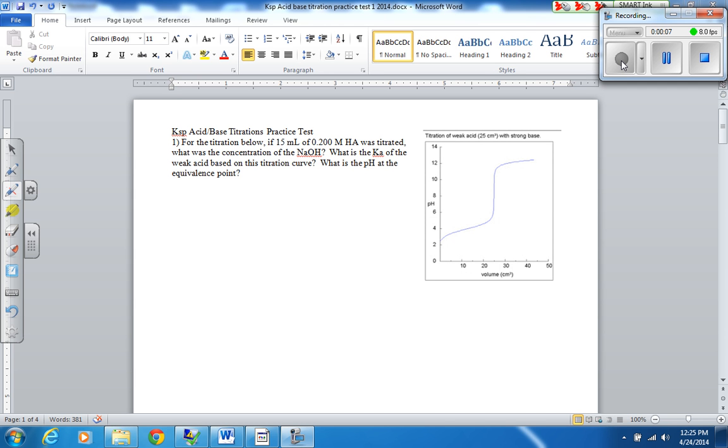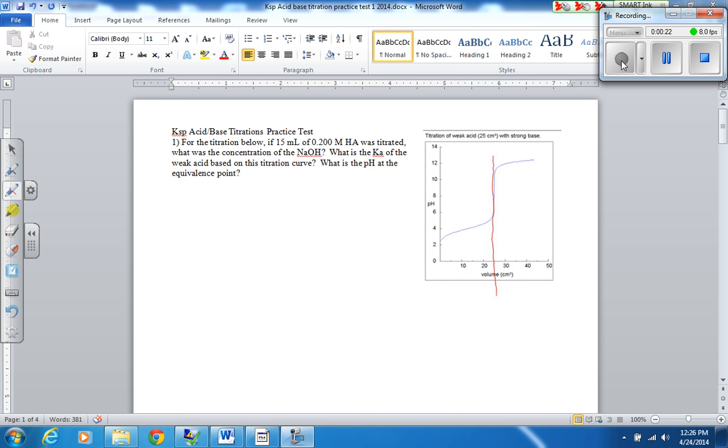Okay, practice test 1, number 1. So we have a titration. Below, it's to the right. A couple of things that the other class had asked about. How do you know what this volume pertains to?